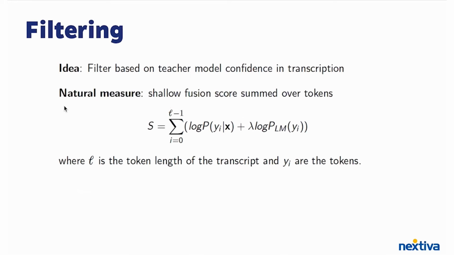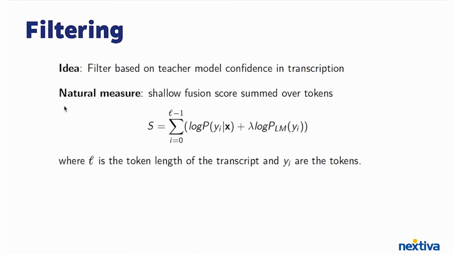Okay, filtering. I said intuitively we wanted to filter based on the teacher model confidence. How confident is the teacher in the transcription? Well, the natural way to do that would be to just sum the shallow fusion scores over the individual tokens in the utterance. So each one, I have a confidence that comes out, but there is a problem with that. Maybe I'll stop here and say, does anybody see what the problem is?